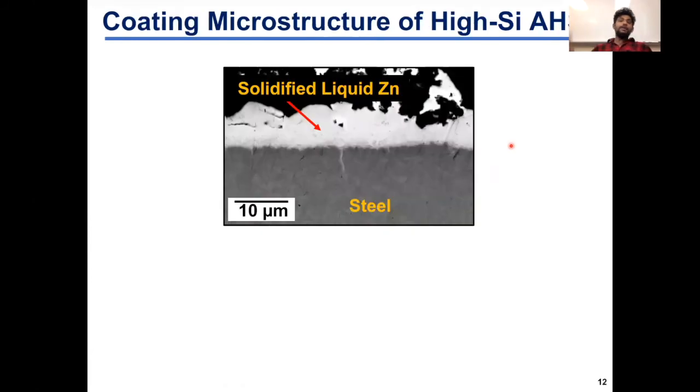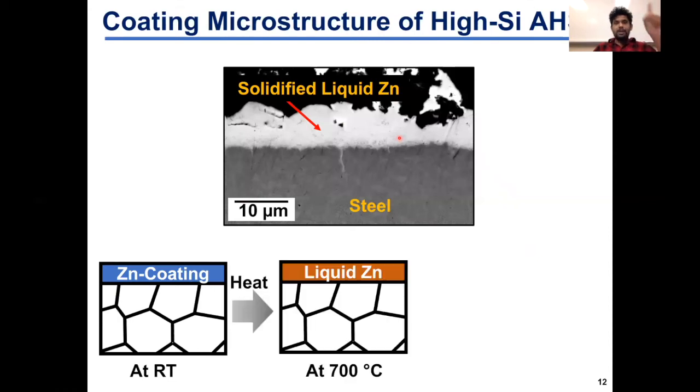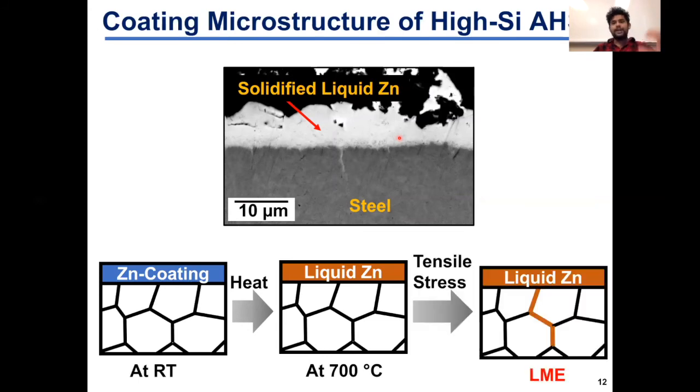So let's see. Now we looked into the microstructure in the coated region of the high silicon containing AHSS after hot deformation at 700 degrees C. So here is the backscattered electron micrograph showing the outer layer, which is the coating, and the inner layer, which is the steel. In this case, the coating only comprised the solidified liquid zinc. Therefore, we know that in the case of the high silicon AHSS, we started with a pure zinc coated sample at room temperature. We heated it up to high temperatures. The zinc melted. We had liquid zinc in contact with the high silicon substrate so that upon applying a tensile stress, the liquid zinc penetrated into the steel. So typical LME as we think about.